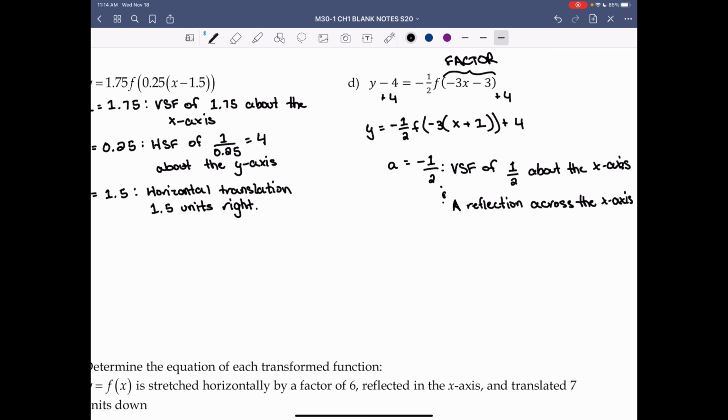Then b equals negative 3, which represents a horizontal stretch factor of the reciprocal of the absolute value of b, so 1 over 3 about the y-axis. Also b is negative, so it's also a reflection across the y-axis.